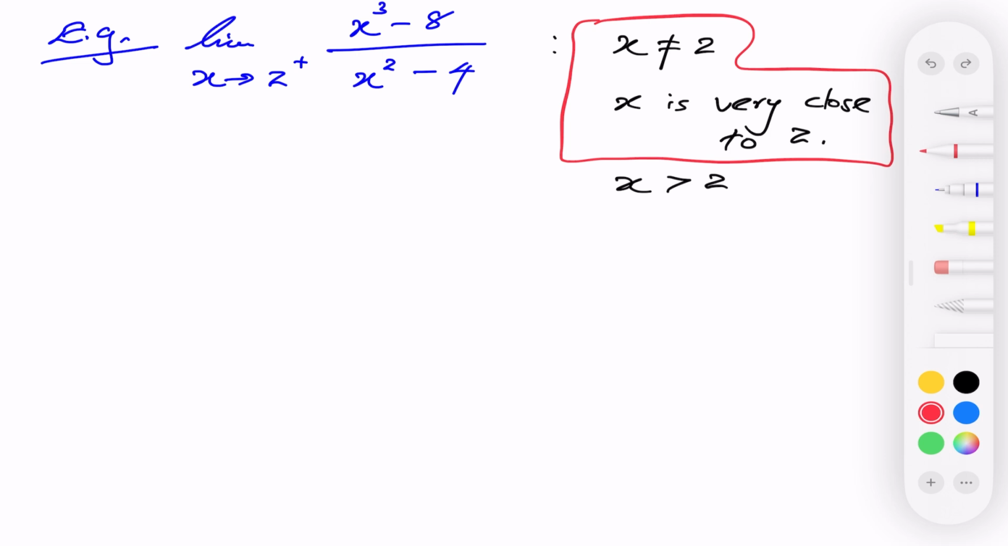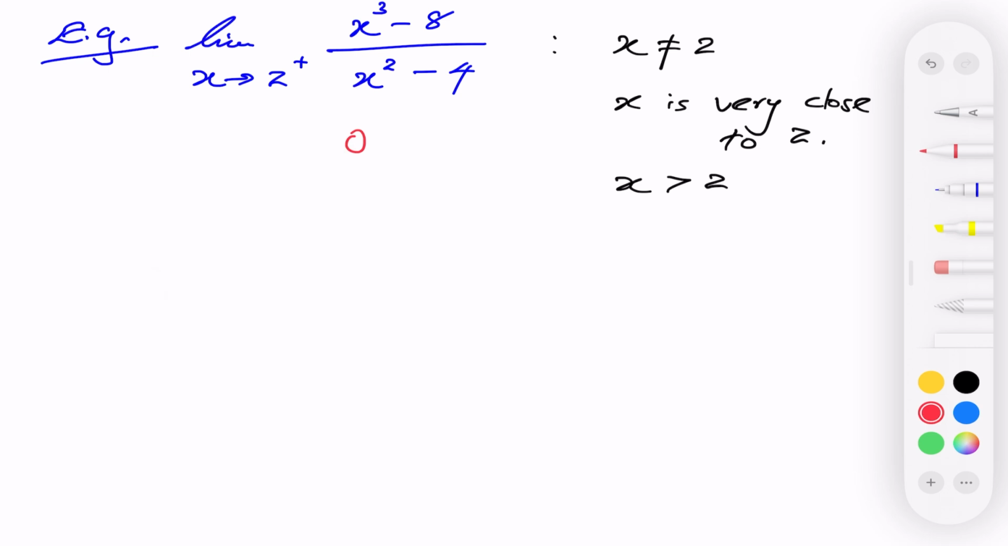So what I'm going to do is directly substitute x equals 2 and see what happens. If I put x equals 2 in this equation, on the numerator I have 2 raised to the third power minus 8, which is equal to 0. In the denominator, I have 2 raised to the second power minus 4, which is also equal to 0. Therefore, we have a situation which is 0 divided by 0 if I replace 2 directly in the given question. 0 divided by 0 is undefined. Therefore, that direct substitution does not work for this question.